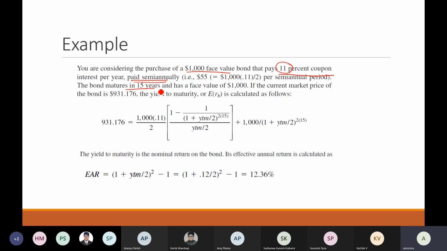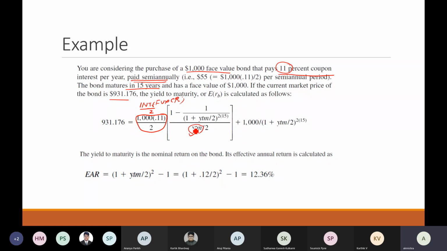The bond is maturing in 15 years. Face value is 1,000. If the current market price is this, how will we calculate the yield to maturity? So remember, this is the interest component. Interest is going to be your face value times the coupon rate divided by 2. Why divided by 2? Because this is semi-annual. And here we are going to calculate YTM.